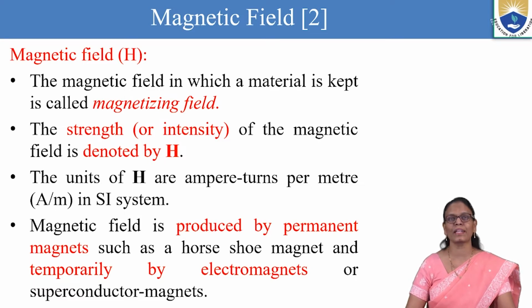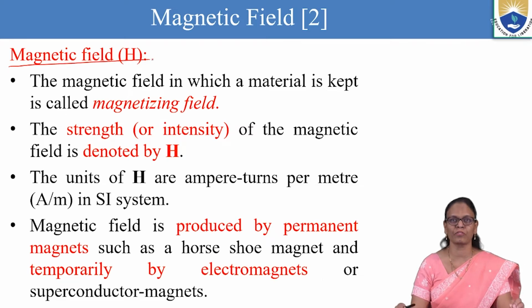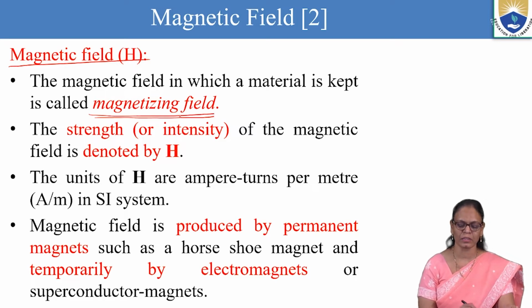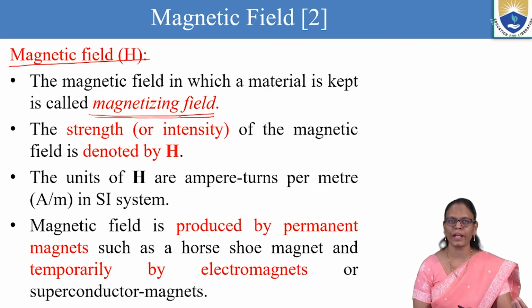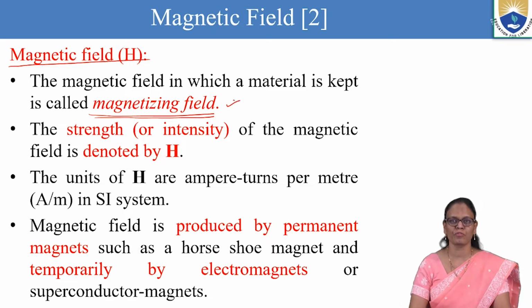Now let us see what a magnetic field is. How do we get a magnetic field? The magnetic field in which a material is kept is called a magnetizing field. So how do we get the field and why is it called a magnetizing field? Whenever we take a material and keep it in a magnetic field, the magnetism that is produced is due to the magnetic field. So we call it a magnetizing field.